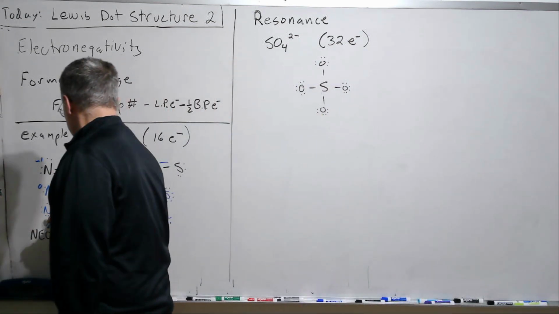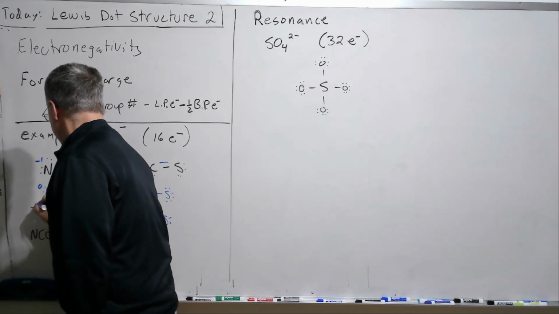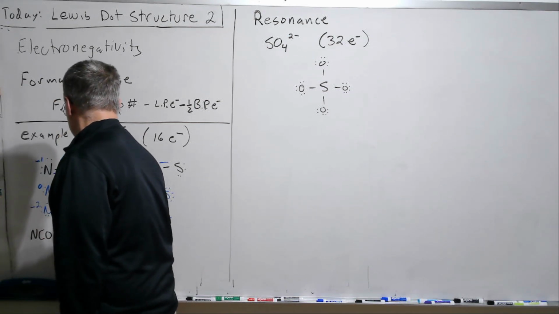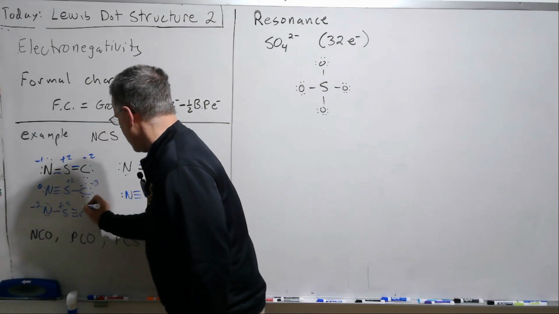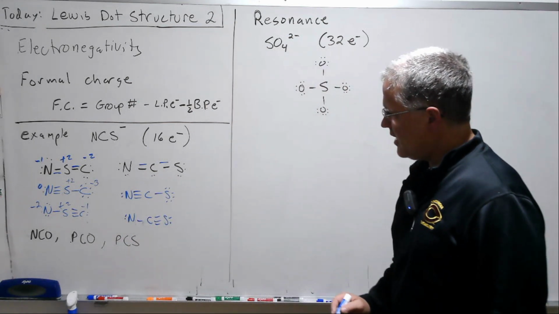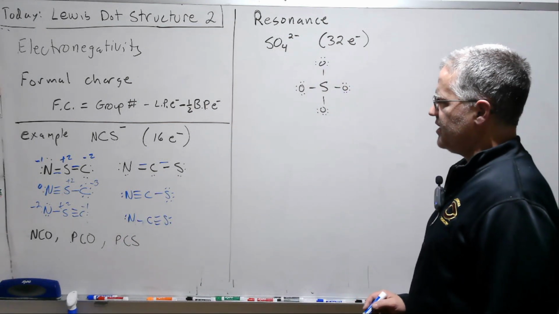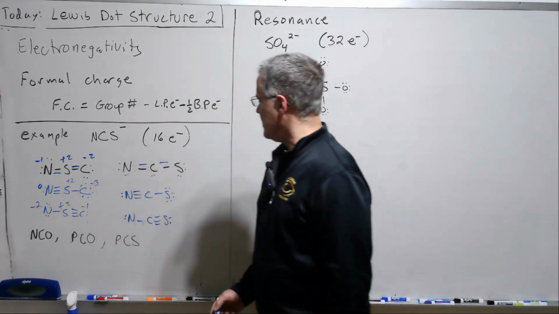Here, 2, 4, 6, 7. So this is a -2. This is a +2, and this is a -1 here. And so, again, a bad formal charge situation. So it's not looking good for sulfur in the middle.